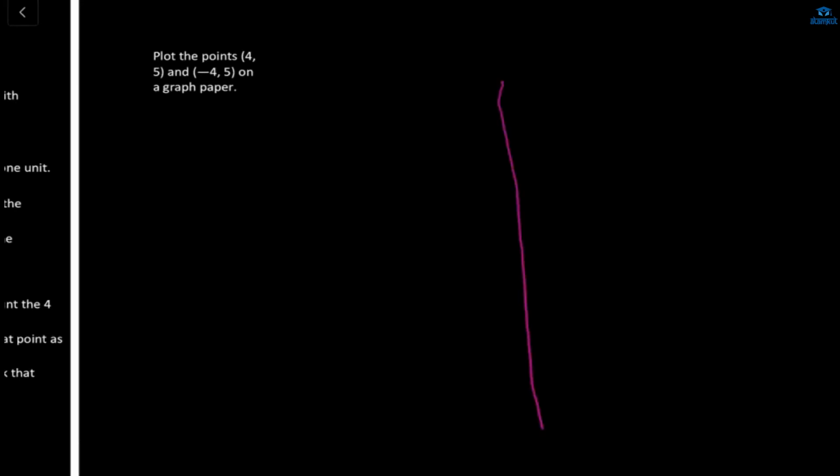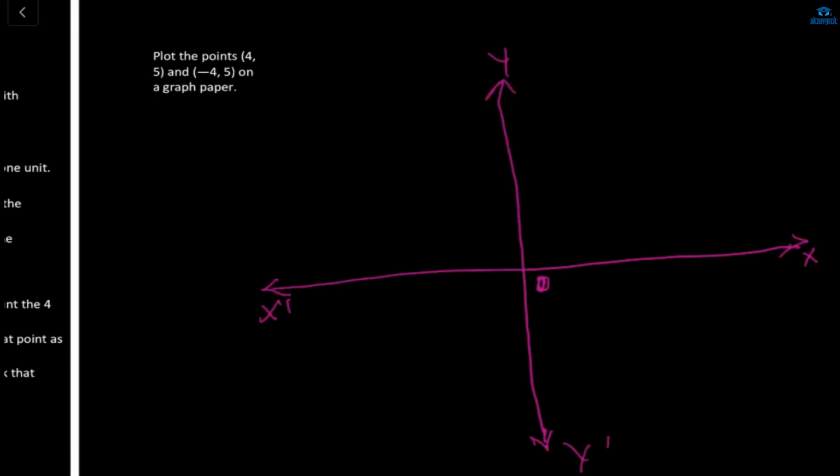You have thick lines, and in them there will be light lines, then the dark line is the one that marks the axis. All the cubes in your graph paper are of one unit, a 1 cm cube. Whenever you are drawing a graph, the colors should be properly visible, x dash and y dash. Whenever we are drawing anything on a graph paper, the one unit, the one cube, we have to first mention.